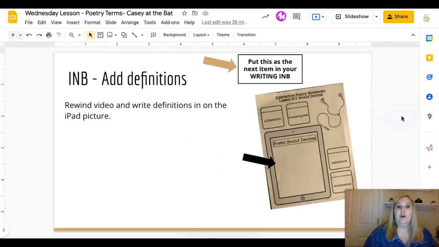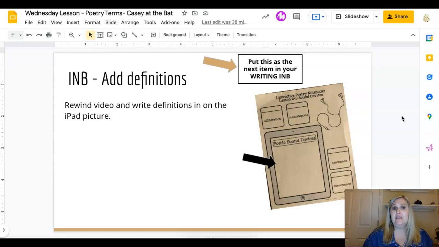Okay? So now, in your IMB, I want you to label this in the table of contents as your next thing. I'm not going to tell you what number to put because each of my classes is on a different number, but it will be the next new thing, and I want you to put it in your writing IMB.